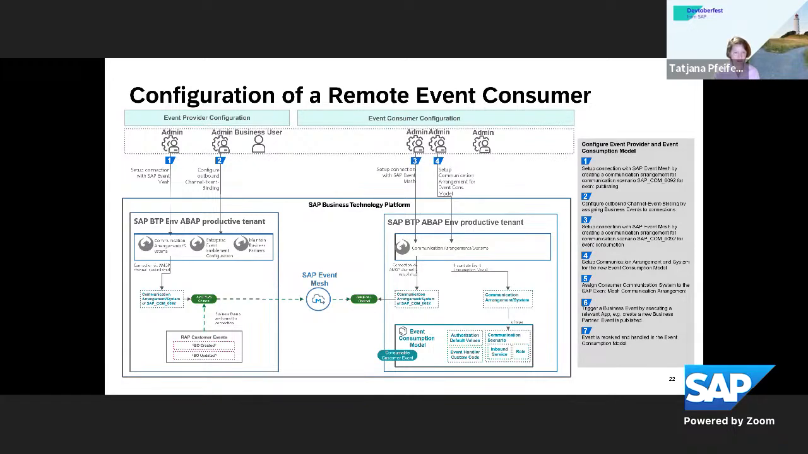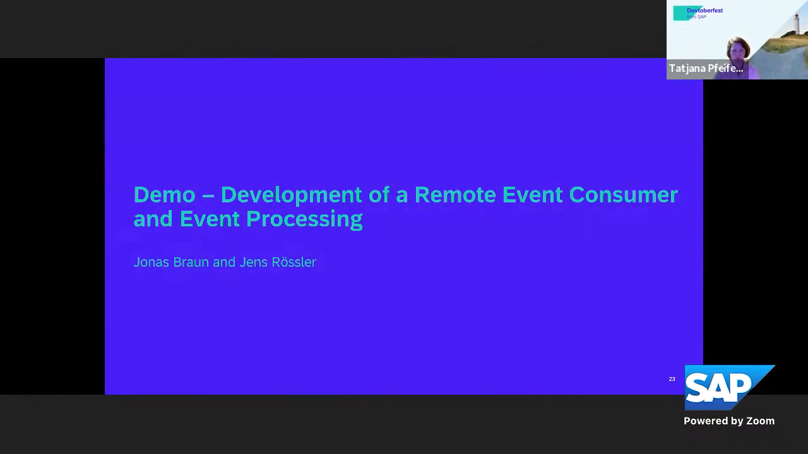And as the last step, someone needs to trigger the event. It's typically the business user. And once this is done, the event can be transported from the production system to the consuming system and finally processed through the event consumption model that you have defined. And with that, I would like to hand back to Jonas and Jens to show us how to do that in the system. Yeah, thanks, Tatjana.